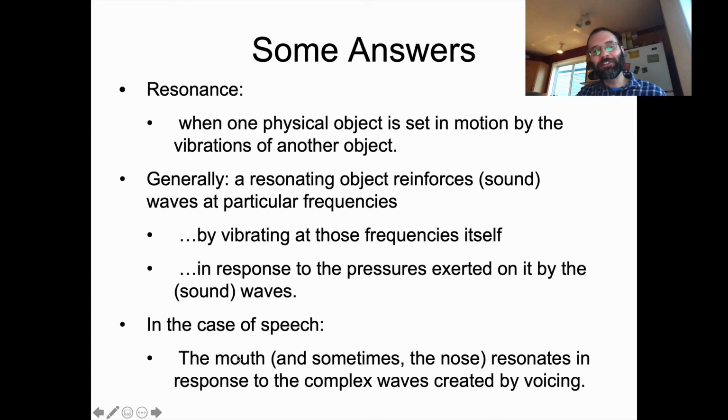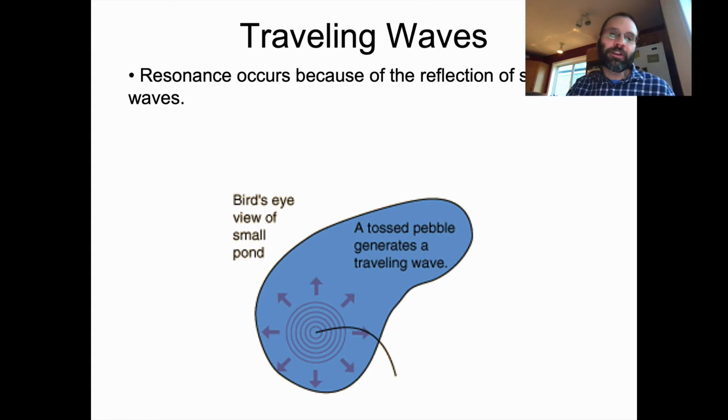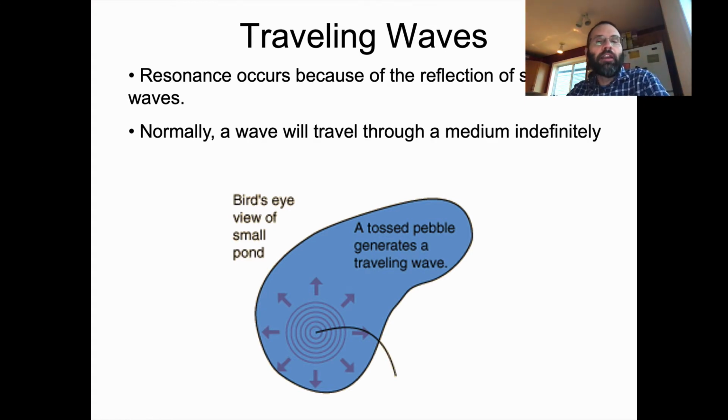We're going to be looking at the shape, size, and length of the mouth and trying to figure out how this works. Resonance occurs because sound waves get reflected. In an idealized case, once a wave starts, it can travel through a medium indefinitely unless it runs into something.